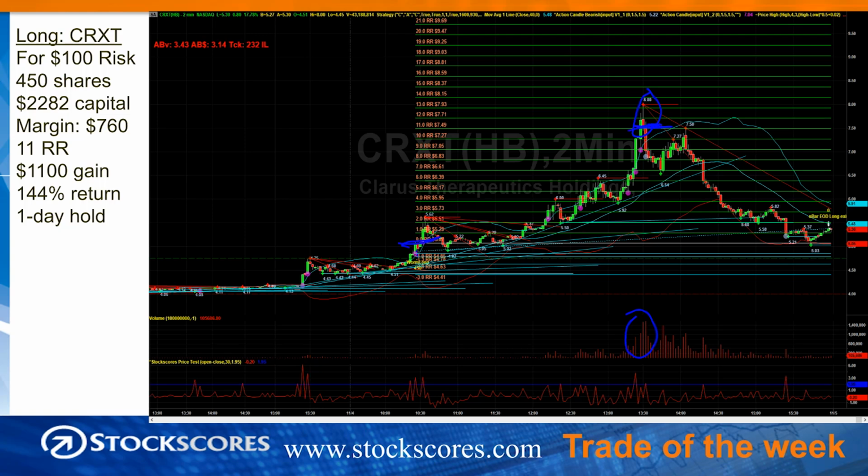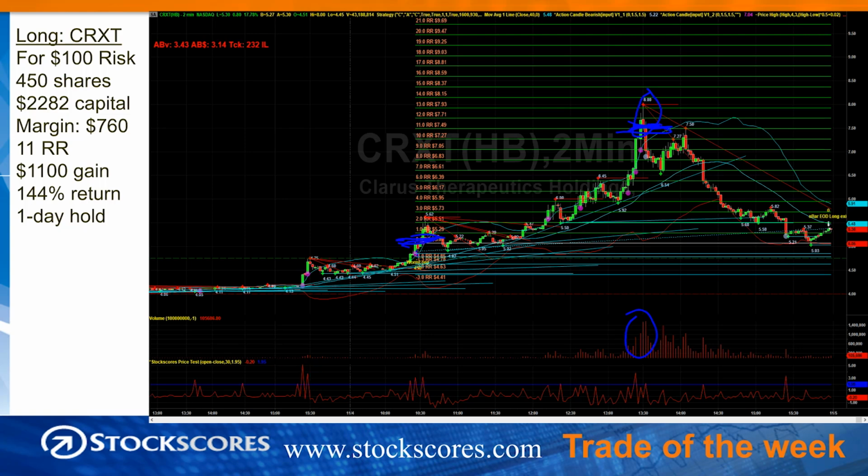So we're buying here, we're selling here. And in this case, the economics work out really well on that trade. For every $100 of risk, you would buy 450 shares back here. That required $2,282 of capital, but you should be able to leverage that trade 3-to-1 if you are day trading. So really you only have to put up $760 of capital for every $100 of risk. And at the sell signal here, that was up 11 times risk, which meant for every $760 of capital, you had an $1,100 gain. That's a 144% return. Obviously a great trade for a relatively short-term hold.